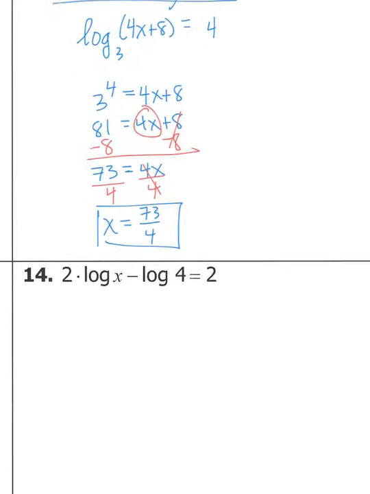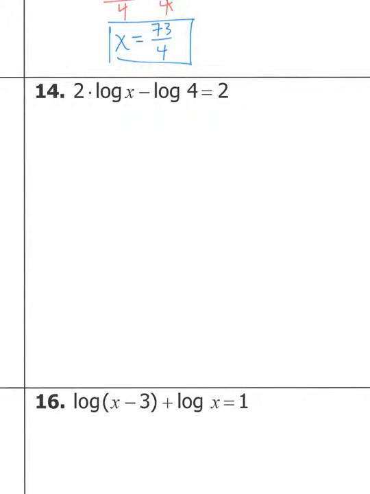All right, we have two more left, so 14. So on 14, before you can do what we just did on 12, you have to compress these two. And before you compress these two, you're going to need to loop the 2 up here as an exponent. Then you can compress these. Since it's subtraction, we would use division. So you would have log base 10, and then remember that x is squared because we looped the 2, divided by 4 is equal to 2.